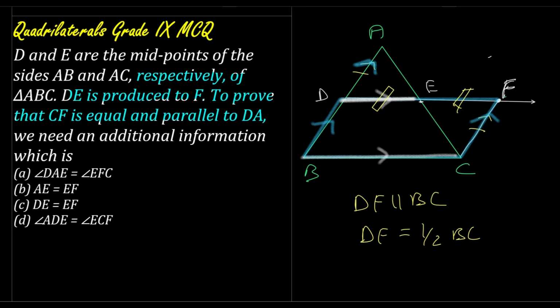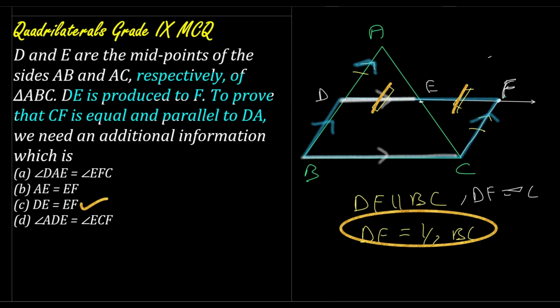If these two are equal, then we can say that it is a parallelogram. So where is that information? I can see that we need DE is equal to EF. Is there an option? Yes, DE is equal to EF. So you see that if you prove that this is equal to this, from this I can say that DF is equal to BC. And if it is equal as well as parallel to BC, it results in this figure being a parallelogram.